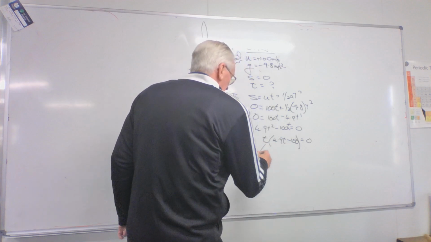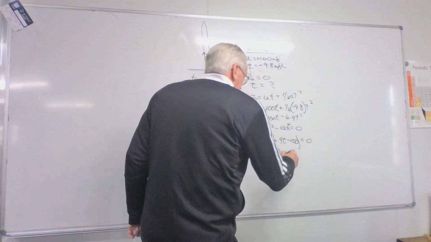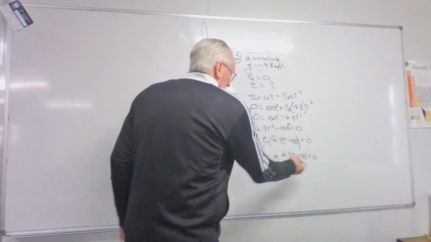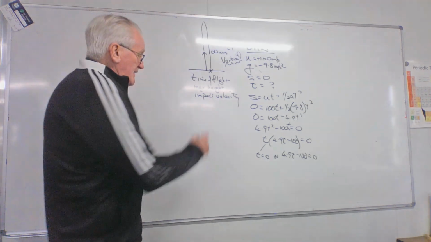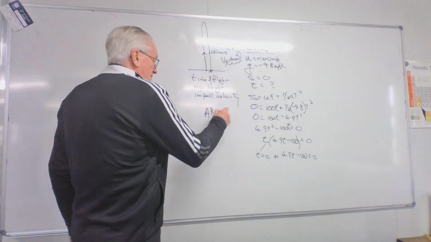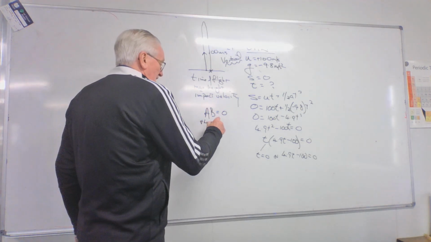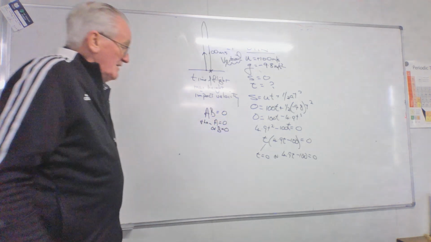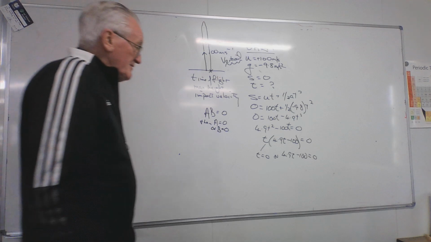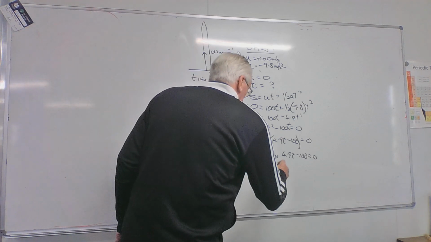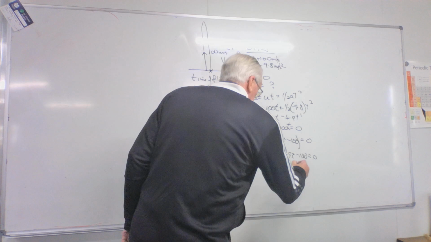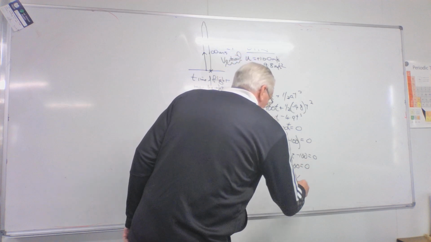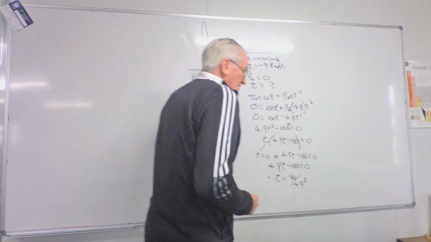Then either t is 0 or 4.9 t minus 100 equals 0. One of those things is true. We know that because if you've got a product AB equals 0, then either A equals 0 or B equals 0. Or they both might be. So now we're going to say 4.9 t minus 100 equals 0. Therefore, t equals 100 over 4.9 seconds.